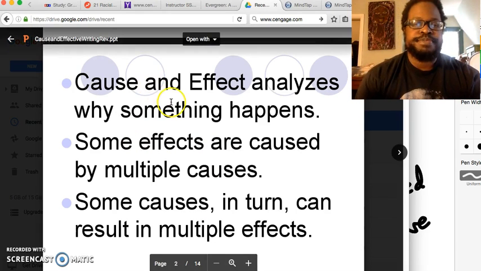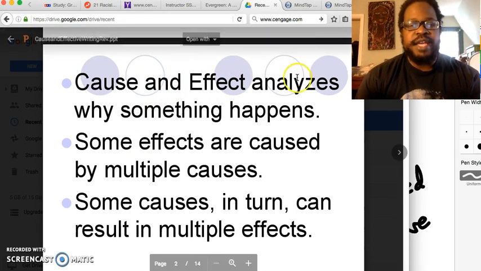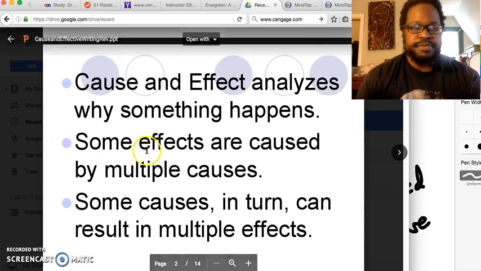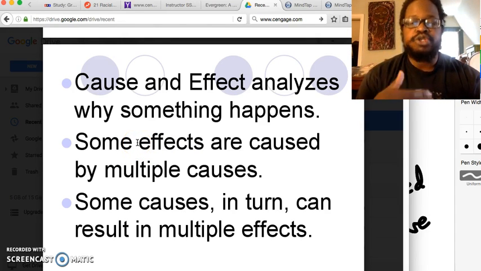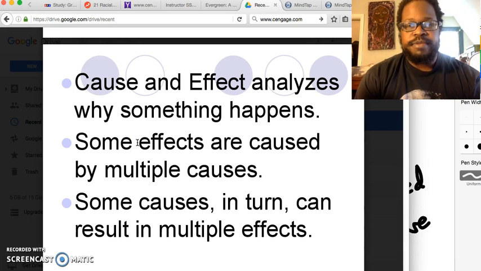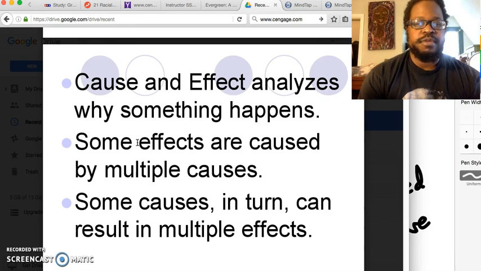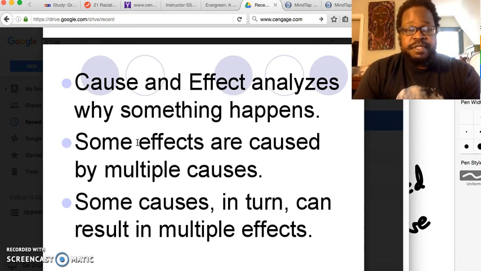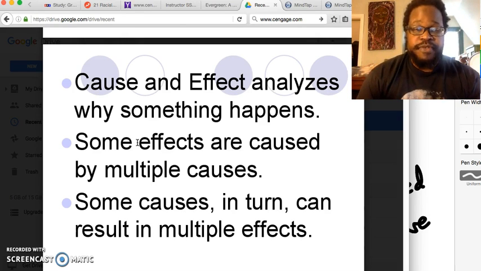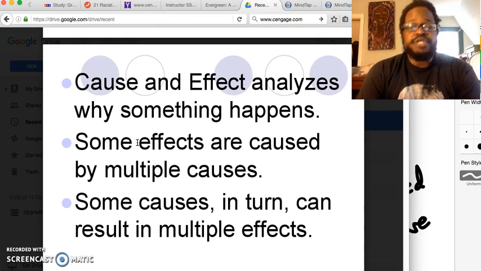So what do we know? Cause and effect analyzes why something happens. Sometimes one event has multiple causes. There are multiple reasons for a particular event, right? Multiple reasons, multiple causes. And sometimes there are events that have multiple effects. In fact, most things are like that.